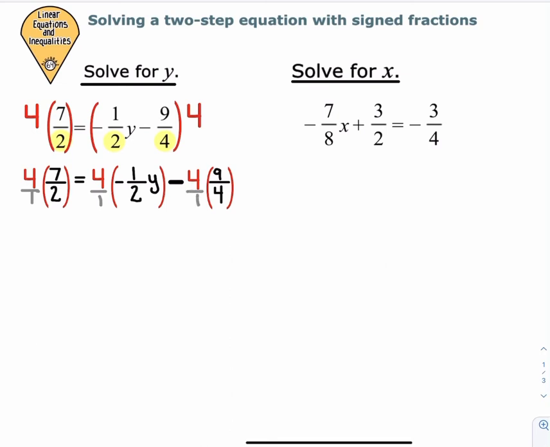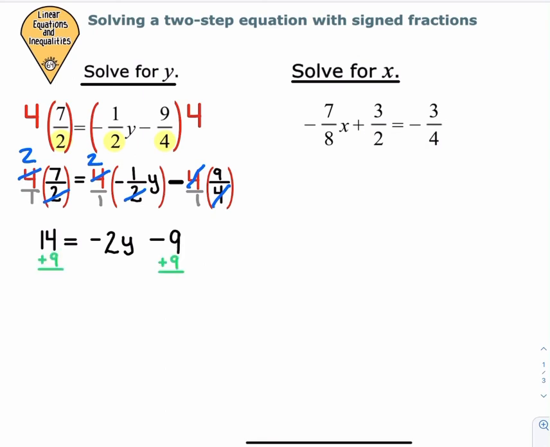Now that I have my 4's over 1, 4 times 7 over 2, the 2 and 4 cancel, giving me 2, and 2 times 7 is 14. Next, I'm going to cancel the 4 with the 2, which gives me 2, and 2 multiplied by negative y is negative 2y. On the end, the 4's cancel, and all we have left is minus 9.